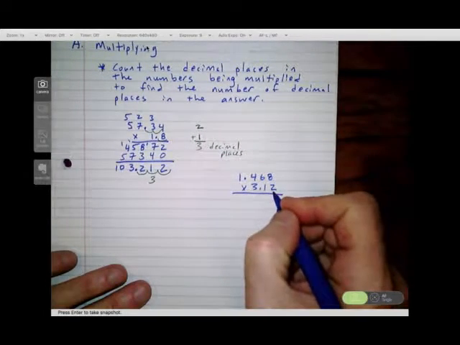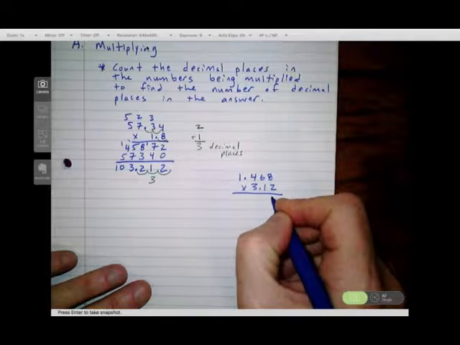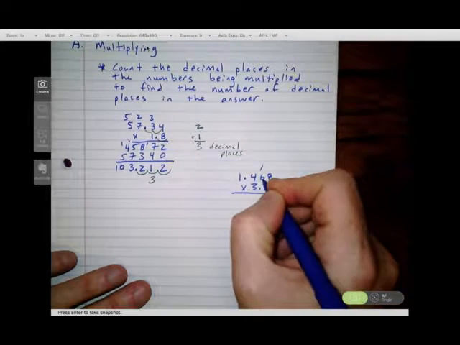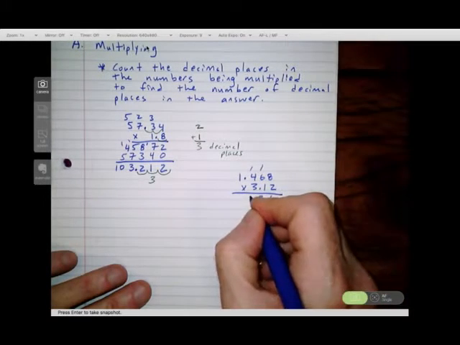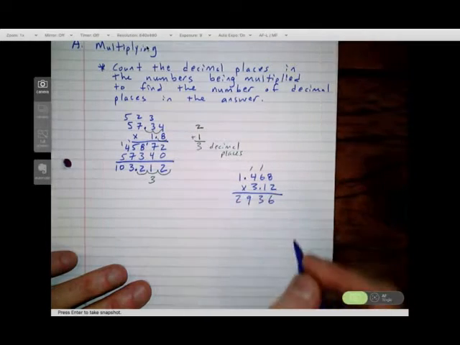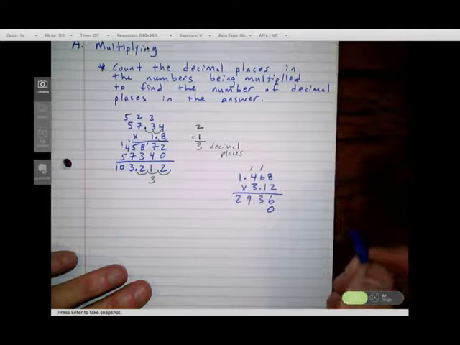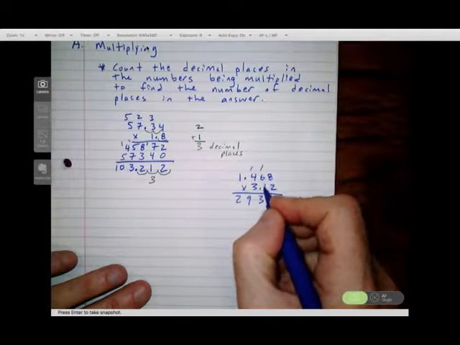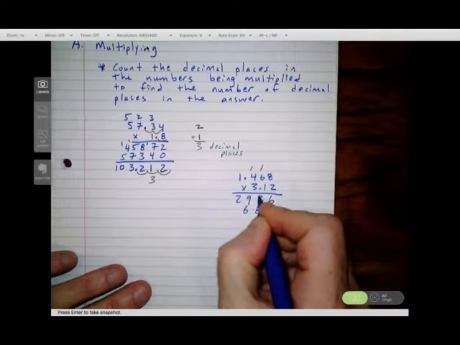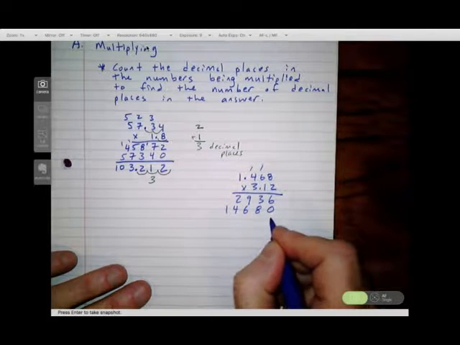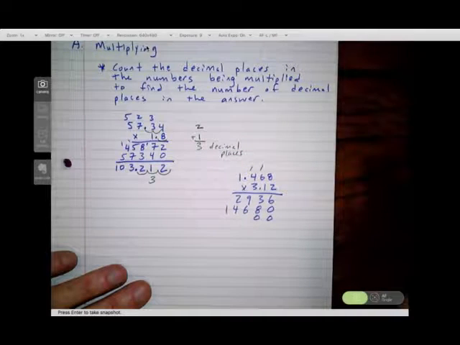So we'll just multiply like we normally do. 2 times 8 is 16, 1 up here, 2 times 6 is 12, plus 1 is 13, 2 times 4 is 8, plus 1 is 9, and 2 times 1 is 2. Remember, start off the next row with a 0. And we're just multiplying by 1, so I'm going to get 8, and then 6, and then 4, and then 1. So 2 zeros in that one.